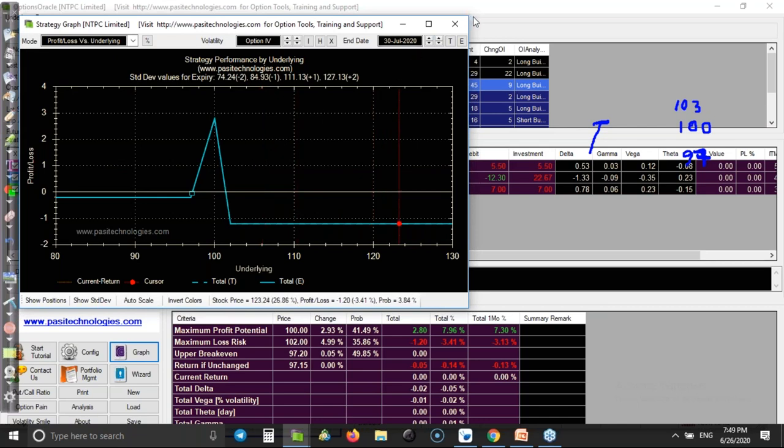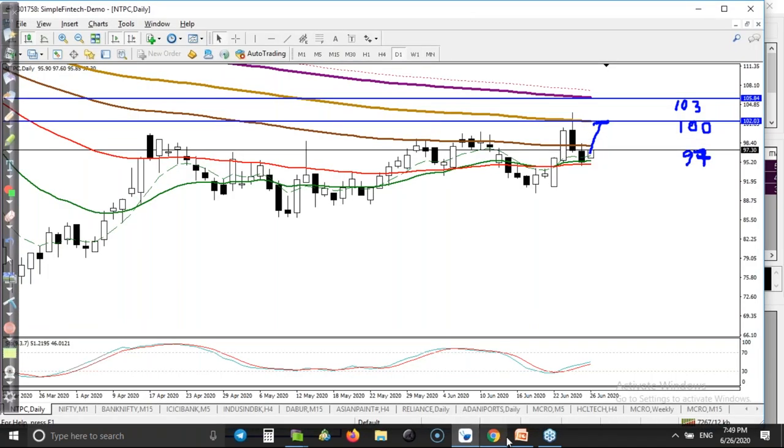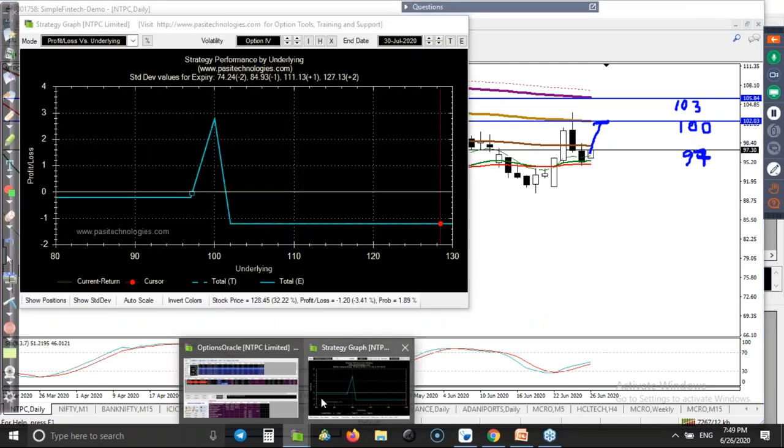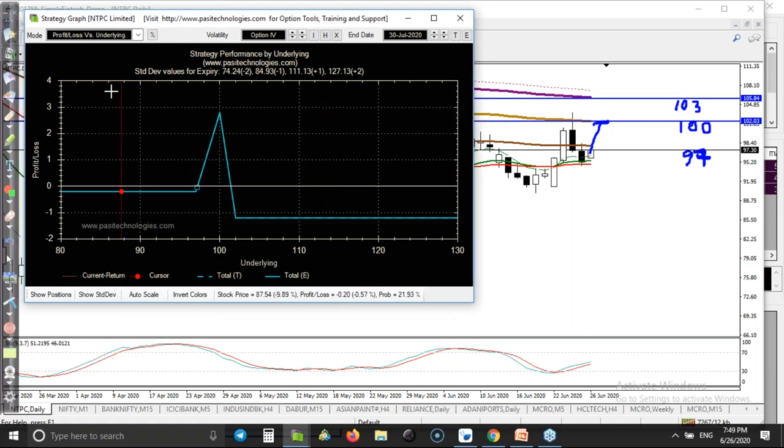Okay, let me explain the graph. Okay. Now here I can see where it has gone. Yeah, now I can see. Now it should look like that. Yeah, all right. Now listen carefully.